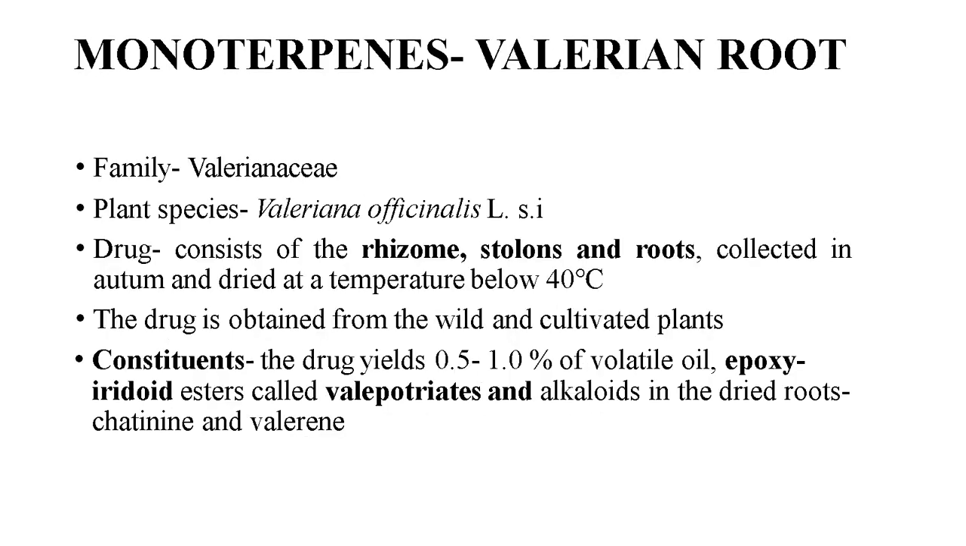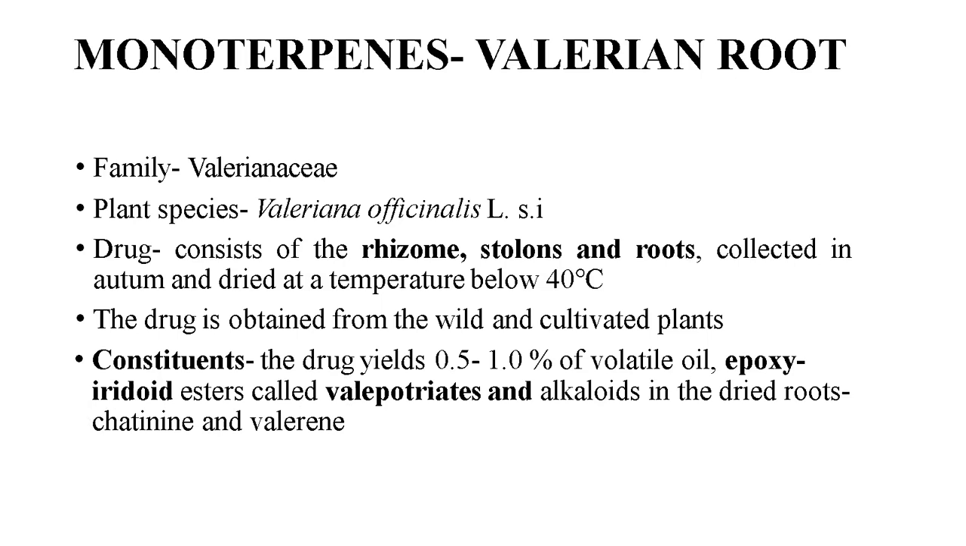The next one is the valerian root. The family is there. Bear with me again. The plant species is also there on the slide. For this, we focus on the rhizome, stolon, and roots, and they are normally collected and dried at a temperature below 40 degrees Celsius. It is obtained from wild and cultivated plants. Its constituents again include iridoid esters, and also alkaloids are there.